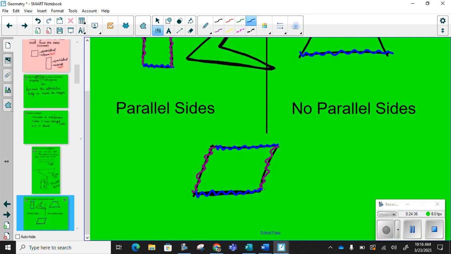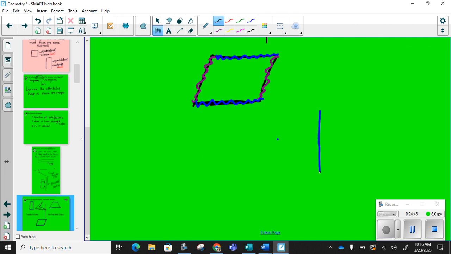We'll do one more together and then I'll let you do the last two by yourself. Find the shape that looks like that. Might be upside down on your paper. That's right, it is upside down.